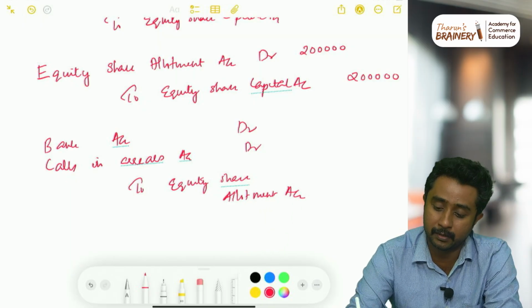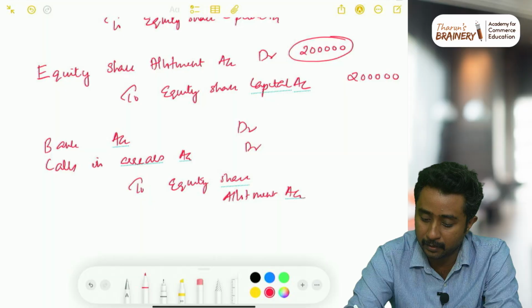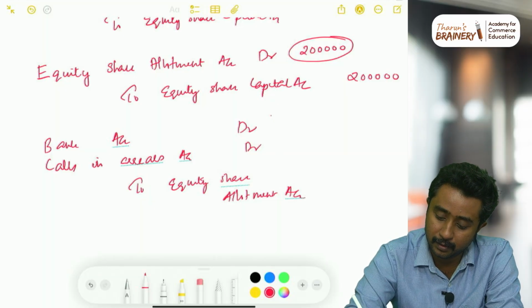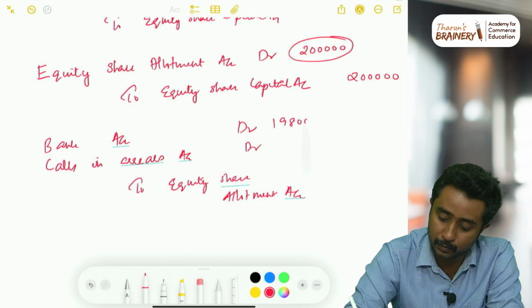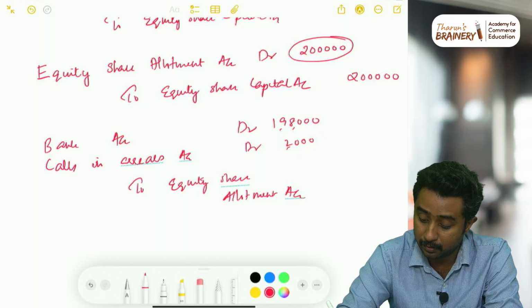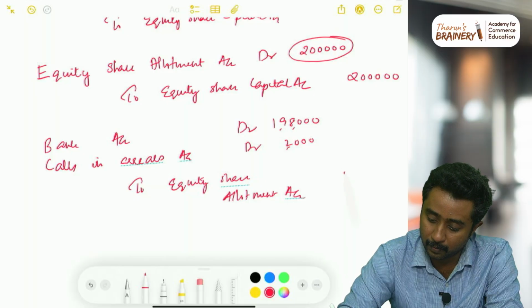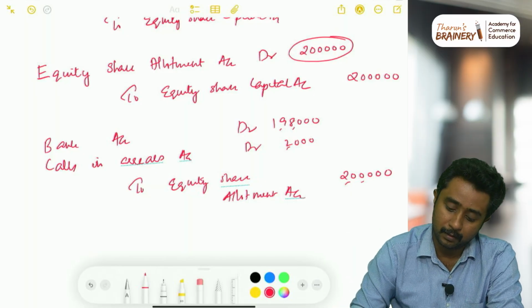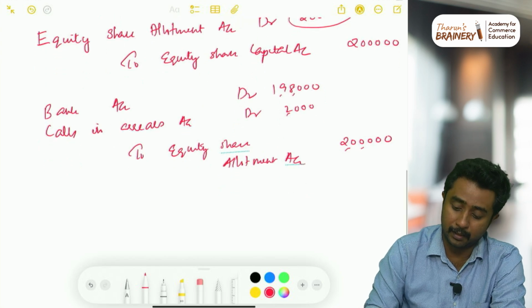In bank account, how much can we write? We asked for 2 lakhs. In that, Ramesh is not paying the 2000 rupees. So obviously 1,98,000 will come to the bank. 2000 will be recorded as calls in arrears. Equity share allotment account, we will be recording 2 lakhs again. Okay, this is the question, and this is the entry for that.